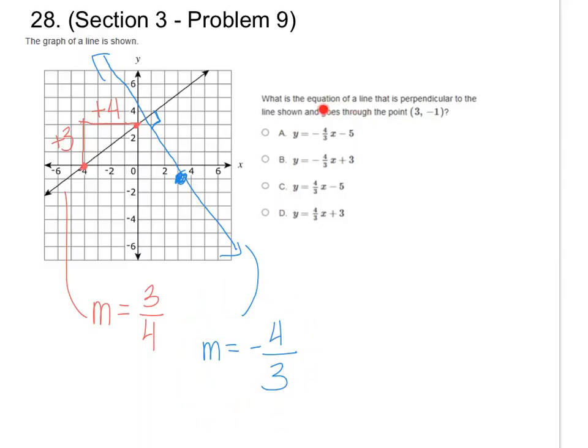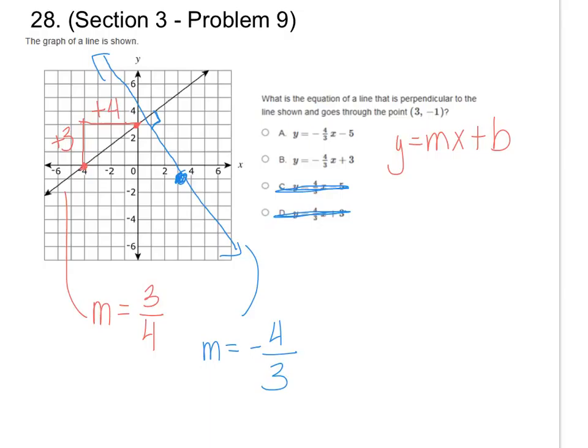So if I look at my choices here, these are all written in slope-intercept form. Slope-intercept form, remember, is y = mx + b, and the slope is the coefficient of the x term. I'm looking for a slope of negative 4/3. So I can eliminate a couple of these. I can eliminate D, because this has a slope of positive 4/3. And I can also eliminate C, because that also has a slope of positive 4/3. So I've got it narrowed down to A and B.